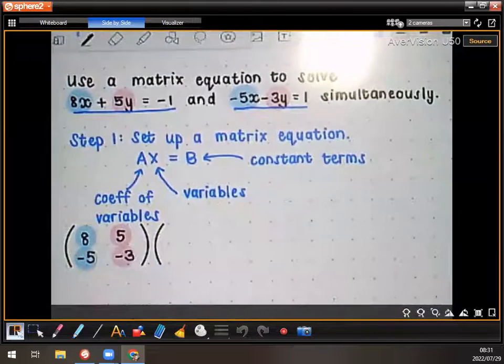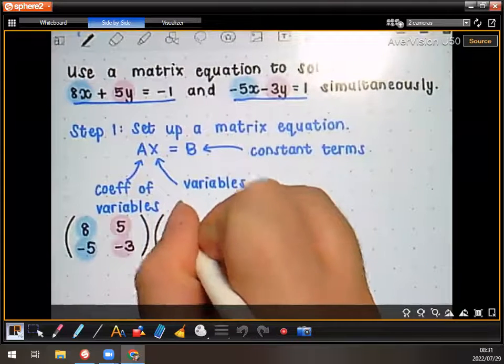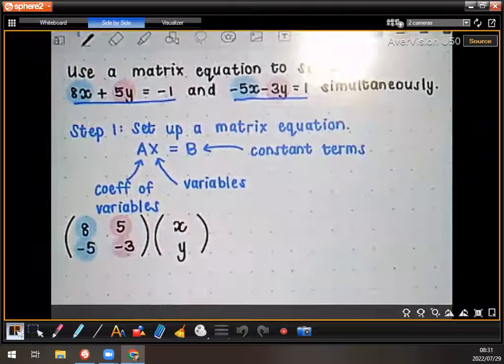Second matrix is going to be a matrix of the two variables. Now you are going to put these two variables underneath each other. Again, I'll show you now why that is.